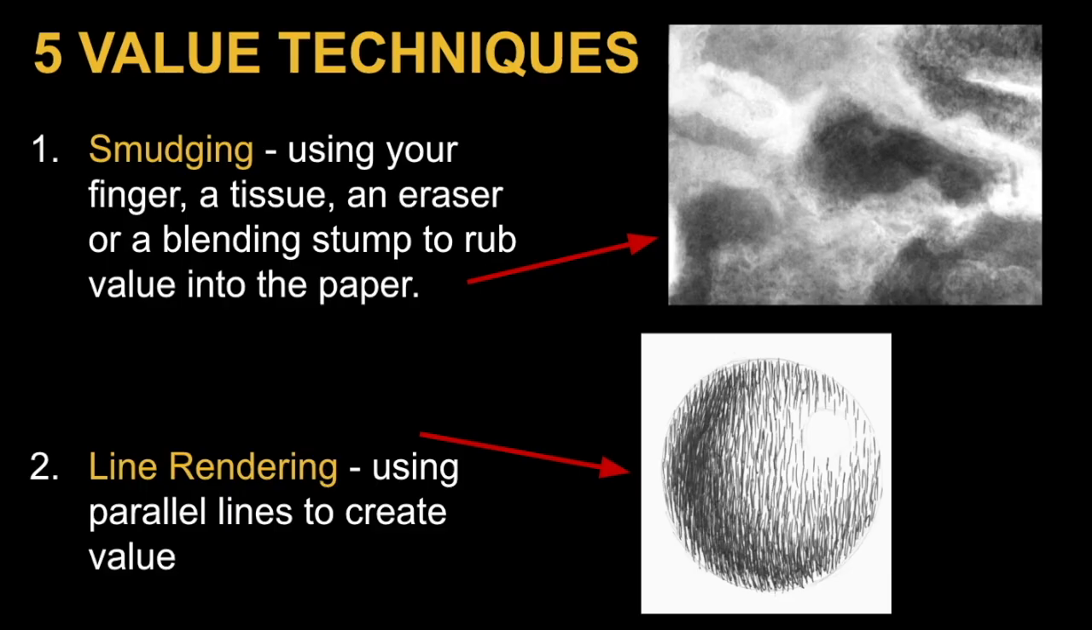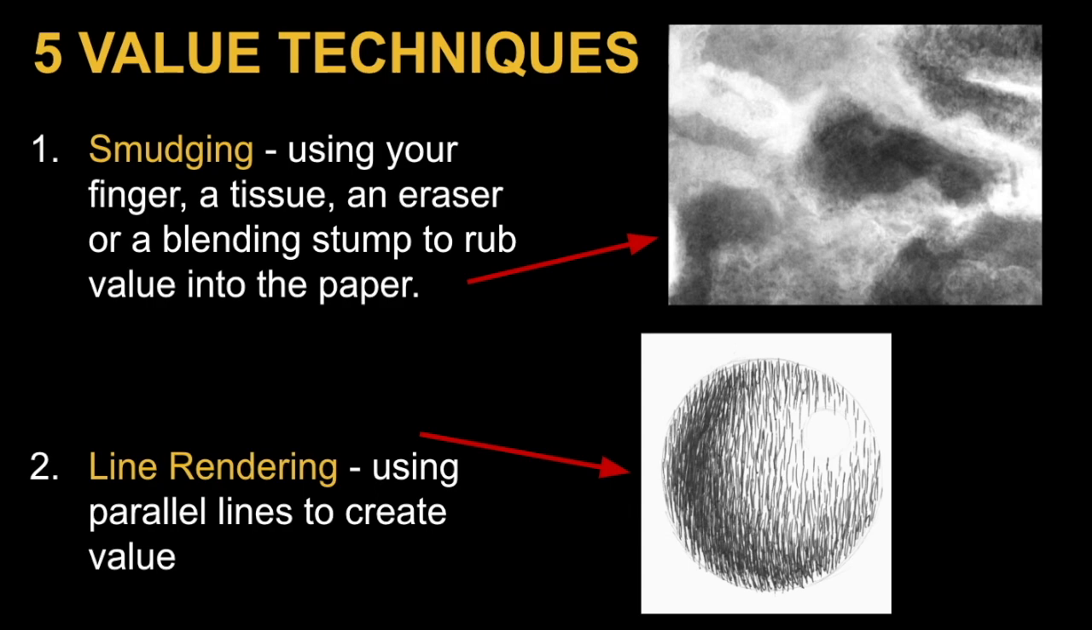Moving on, the 5 different value techniques are smudging, which means using your finger or tissue to rub or blend the value onto the piece of paper. Notice you can use a tissue, an eraser, a blending stump, your finger, anything basically to smudge or rub the value to create the value onto the paper.